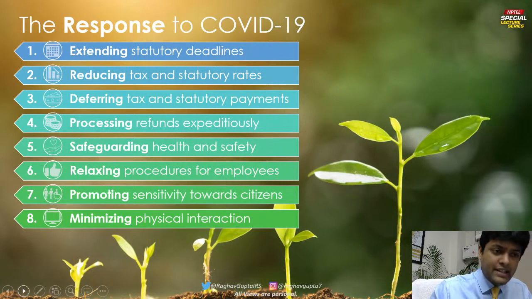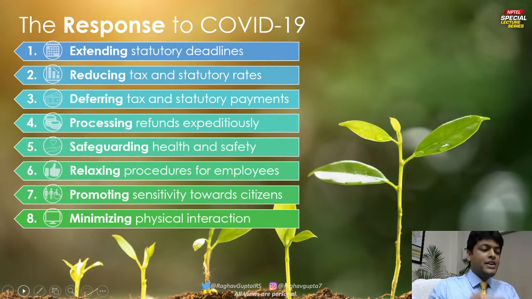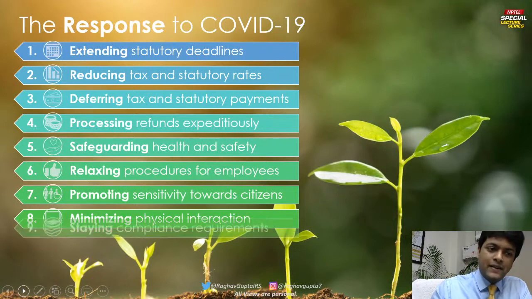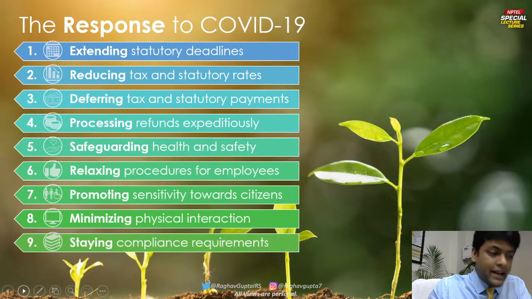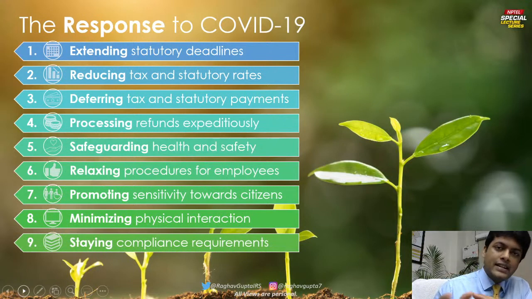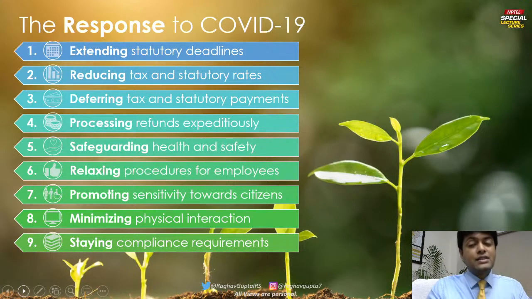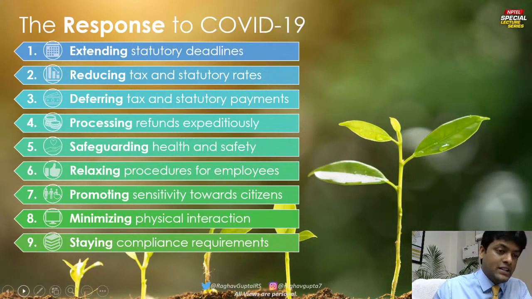The next, of course, related to that, is minimizing physical interaction. And this, of course, includes the faceless assessment, the faceless appeals, and the overall preference, again, for electronic communication. The next is staying compliance requirements, and this includes deadlines for various orders and notices which have been extended. Besides, the GAR related and the GST related clauses in the tax audit report have also been stayed for the time being.